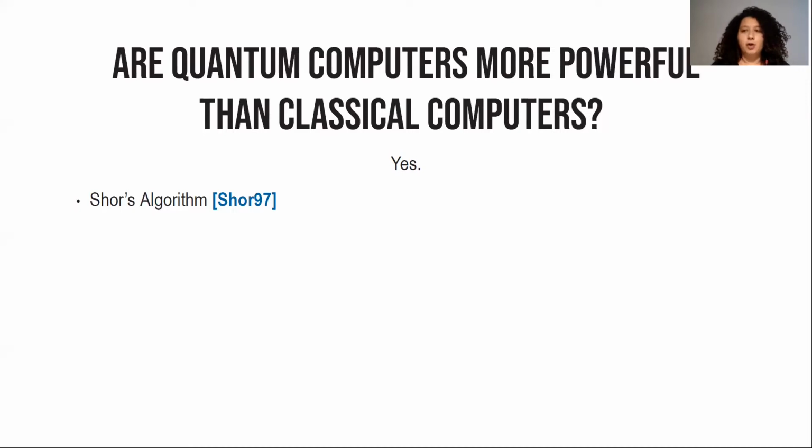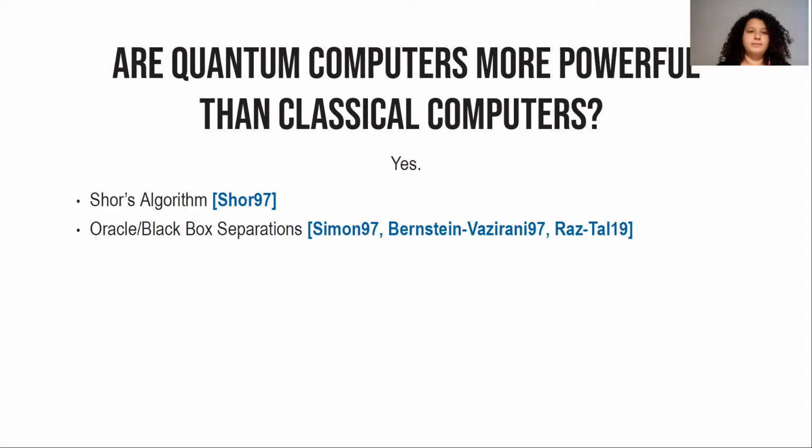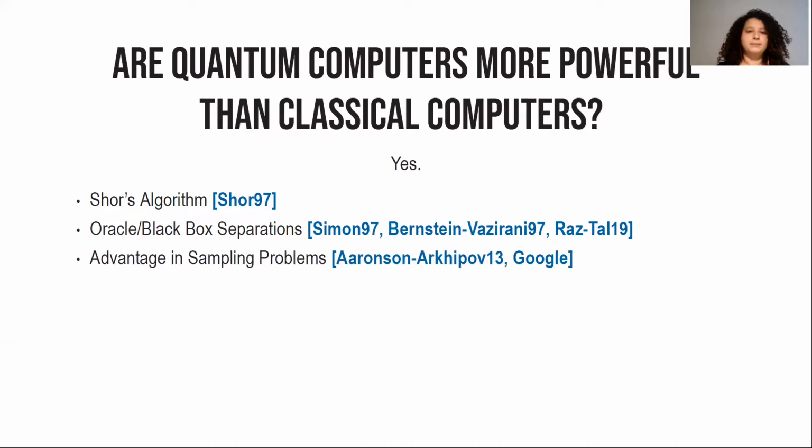The first is Shor's algorithm that factors numbers using quantum computers efficiently, which is something that we do not know how to do in classical computers efficiently. This is due to Shor in 1997. We have oracle and black box separations between quantum computers and classical computers. Some examples are Simon 97, Bernstein Vazirani from 1997, and Raz Tal from 2019.